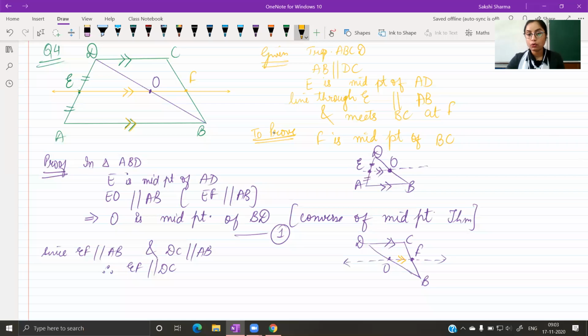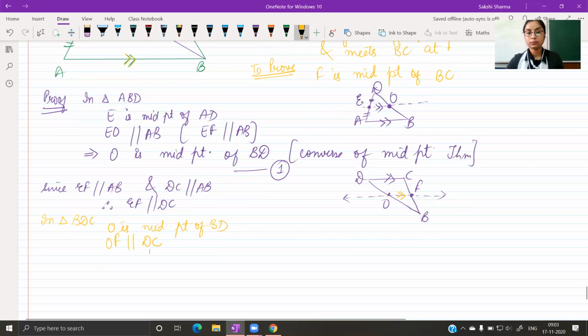So that's why I've proved here that OF is parallel to DC. Now I can use my converse of the midpoint theorem. In triangle BDC, O is the midpoint of one side. The line segment through O is parallel to the second side. This has been proved above, and this is because EF is parallel to DC. And then by the converse of the midpoint theorem, point F is the midpoint of the side BC.